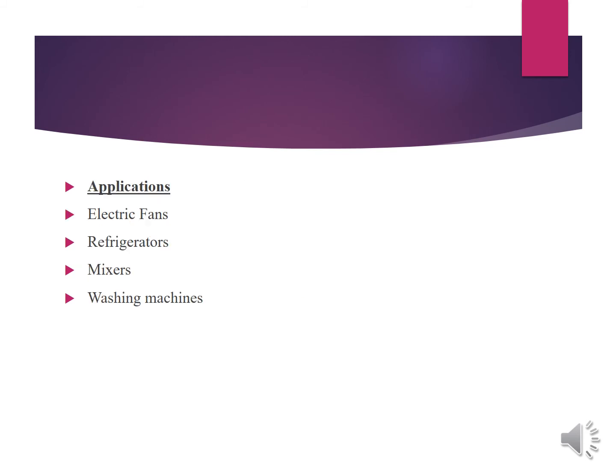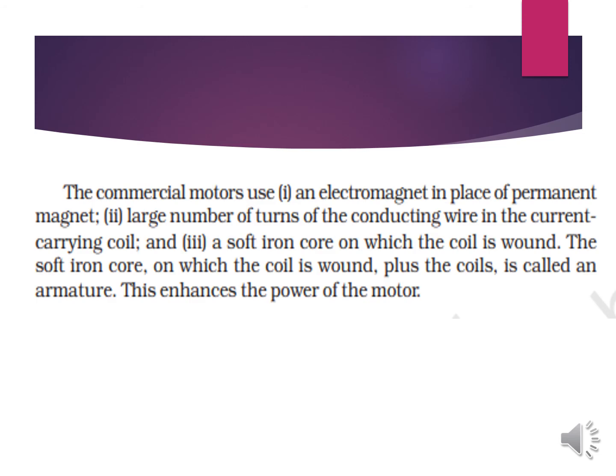Applications of the electric motor which we use commercially: electric fans, refrigerators, mixers, washing machines. The commercial motors use an electromagnet in place of a permanent magnet, a large number of turns of conducting wire in the current carrying coil, and a soft iron core on which the coil is wound. The soft iron core plus the coil is called an armature. This gives the power of the motor.